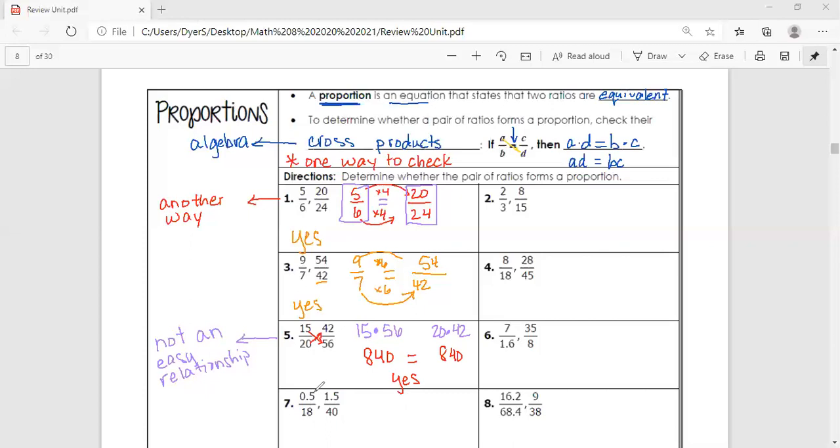So you might notice 0.5 goes into 1.5 three times. Okay, so you could do that, but it might be easier... well, I don't know if it's easier. You can do whichever way you want. So we'll look at it. We'll do it both ways.